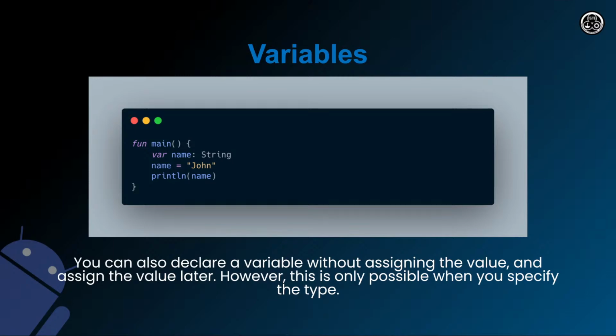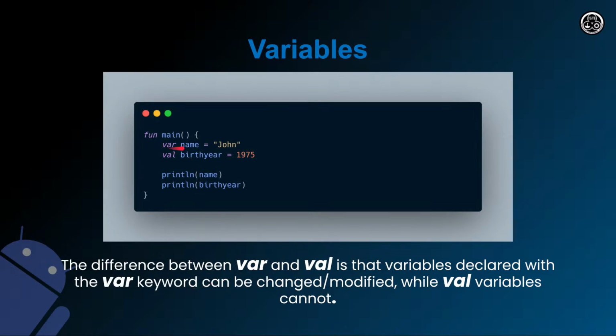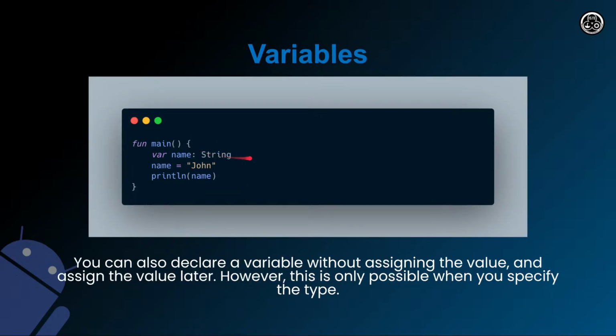As we saw in the previous slide, while declaring the variable, if we assign a value to it, we do not need to specify the data type, and the Kotlin compiler is smart enough to figure out the data type. But here you can see that while declaring the variable, we are not initializing it. So we will have to provide a data type.